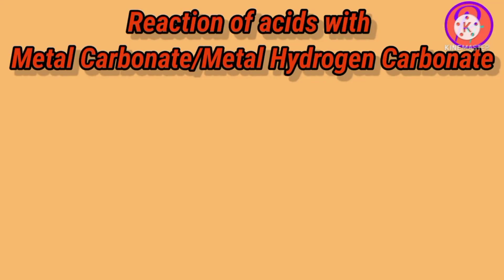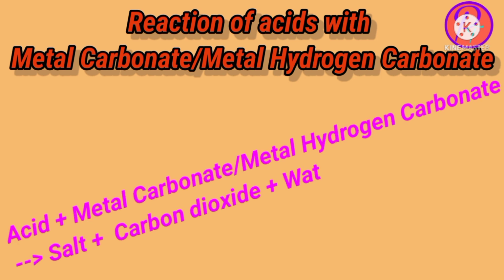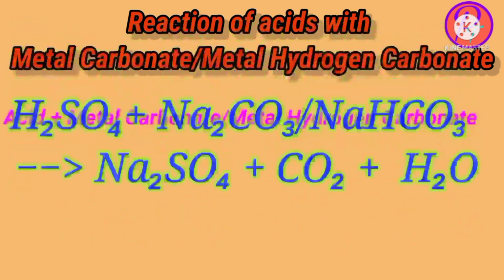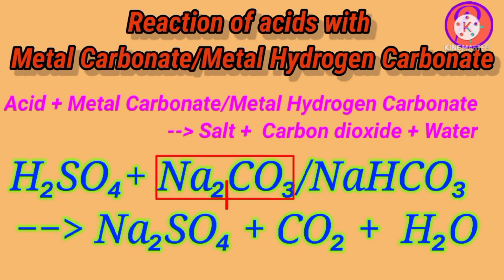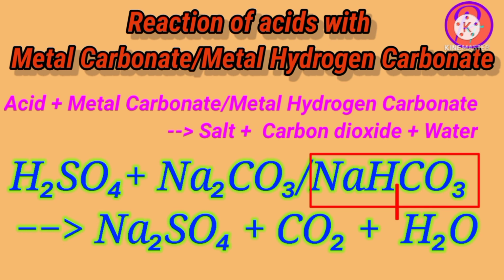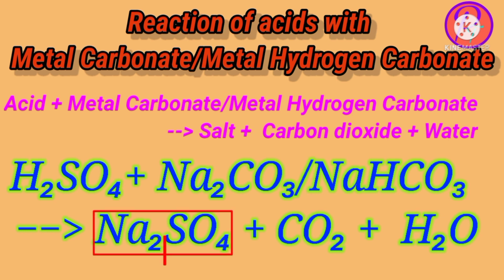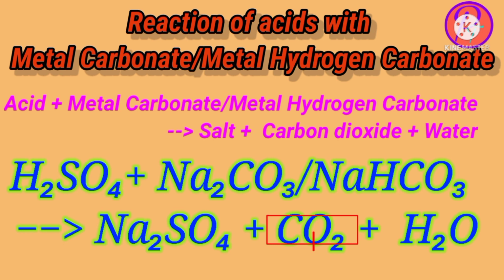Now let us come to the next reaction, that is reaction of acid with metal carbonate or with metal hydrogen carbonate. Whenever an acid reacts with the metal carbonate or the metal hydrogen carbonate, the products are the salt, carbon dioxide and water. One example of such a reaction is if we react sulfuric acid with a metal carbonate such as sodium carbonate or a metal hydrogen carbonate such as sodium hydrogen carbonate, the product will be sodium sulfate, carbon dioxide and water.